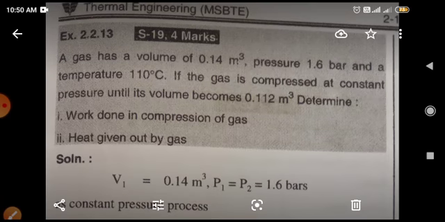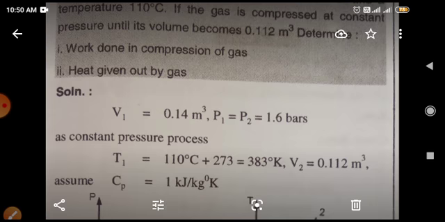Here, a gas has a volume of 0.14 m³, pressure of 1.6 bar, and a temperature of 110 degrees Celsius. If the gas is compressed at constant pressure until its volume becomes 0.112 m³, determine the work done in compression of the gas and the heat given out by the gas. Okay, write down all this given data.